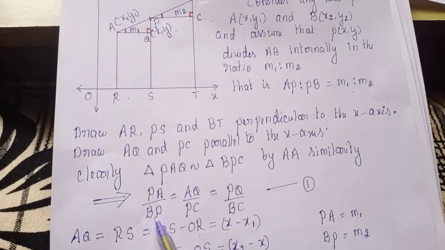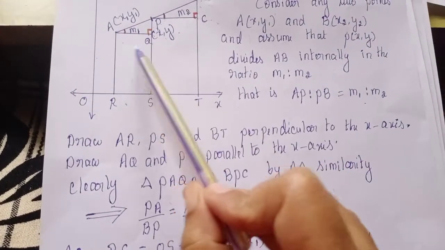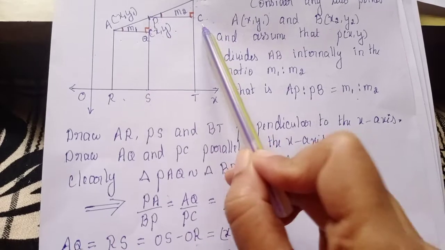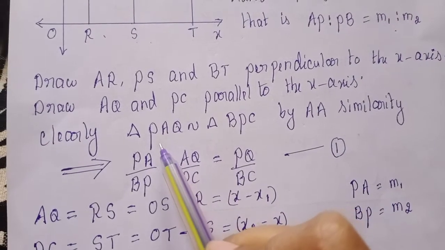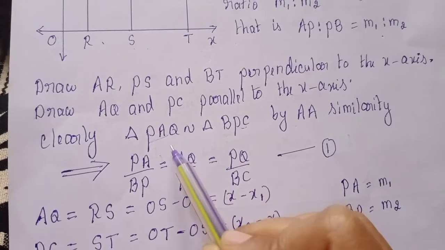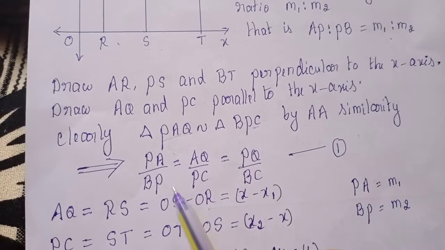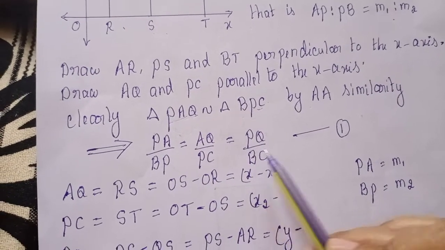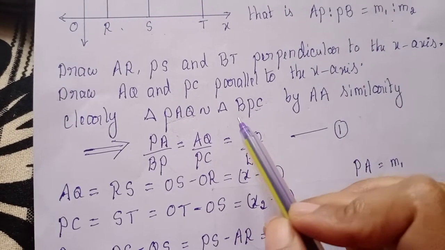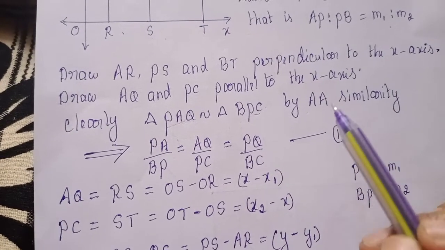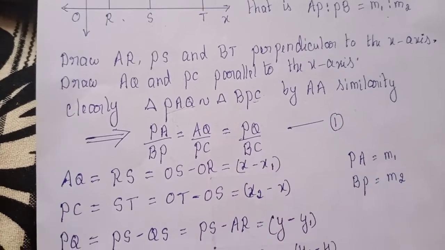PA by BP equals AQ by PC equals PQ by BC. So you can observe that these three corresponding sides are equal in ratio by CPCT. When you prove that any two triangles are similar by AA, then automatically the corresponding sides will be in the same ratio.